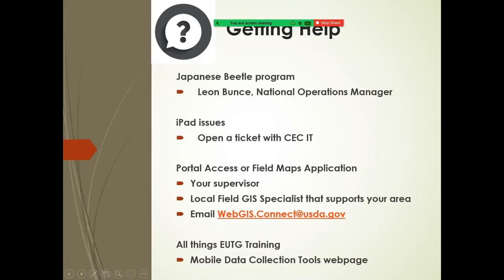What if we've talked about all things visual, Japanese beetle visual surveys, and you still need help? Of course, that's possible, and things come up, right? So right now, the National Operations Manager for the Japanese Beetle Program is Leon Bunce. All things survey protocol, all things Japanese Beetle program related go to Leon Bunce.